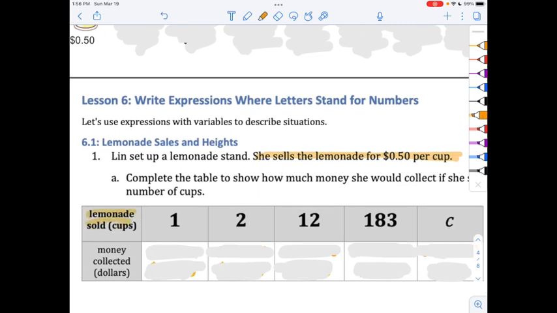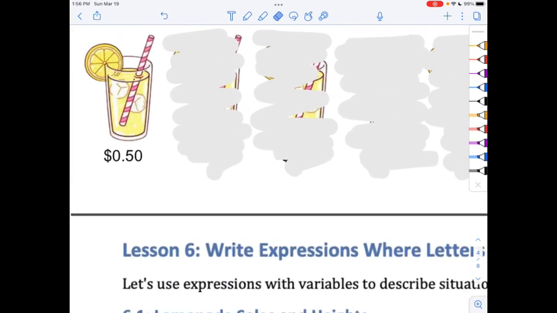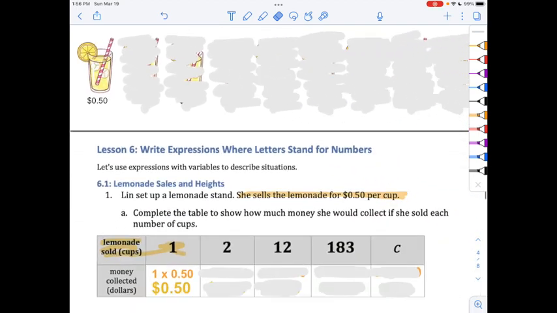On the top it says lemonade sold, 1 cup. Well, I just showed you that. The money that Lynn collected was 50 cents. And right above that, I'm going to write a multiplication problem. 1 times 50 cents. Because I can see 50 cents one time.